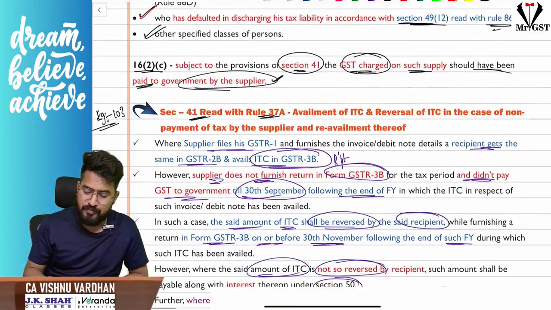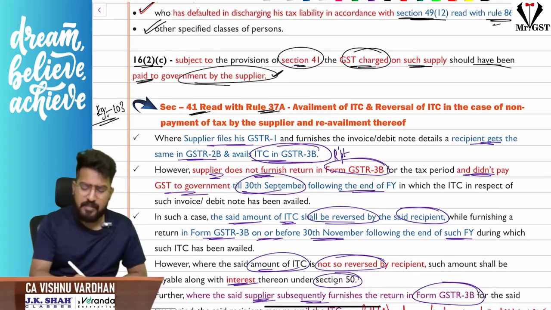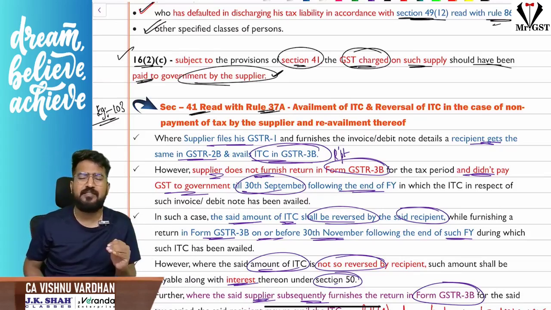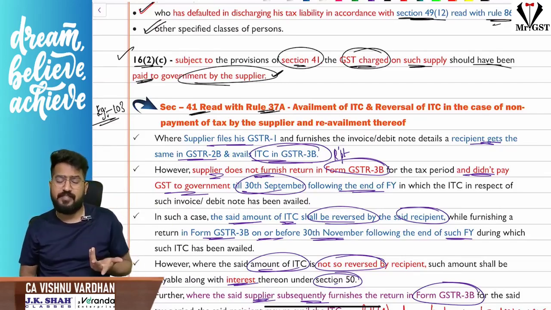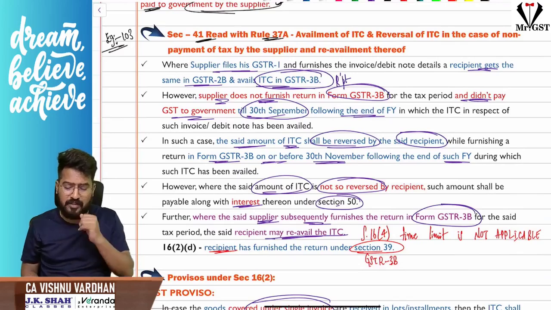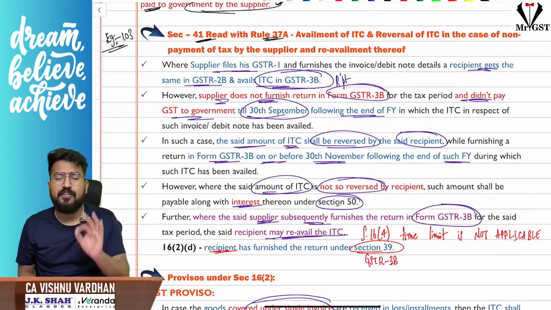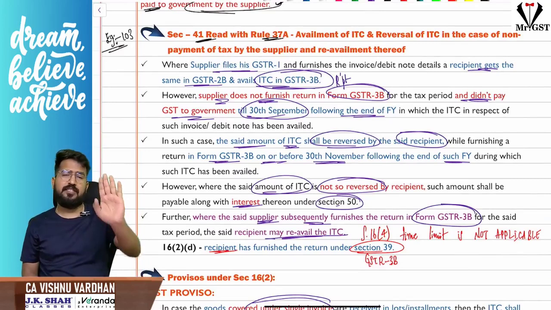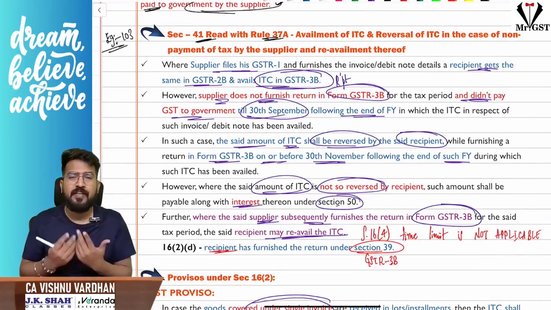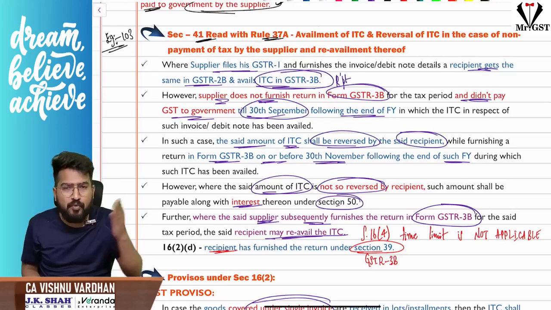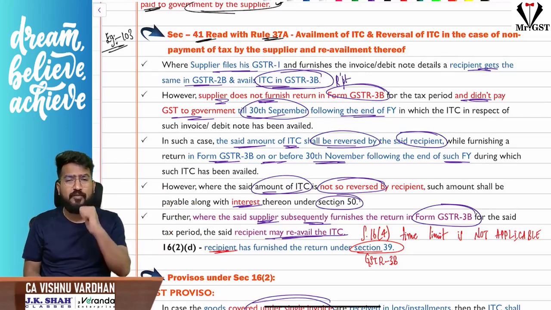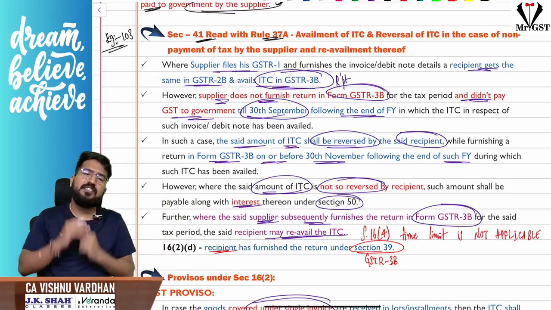Simple. Next, sir, the supplier should have discharged his tax liability. That means the supplier should have paid taxes. Then only the recipient will get ITC. With respect to this, we have section 41 read along with rule 37A. See what the law is saying. The supplier files GSTR1, the recipient will get it in his 2B, and the recipient will take ITC. But who will give money to the government? The supplier should give money to the government. How will he give? By filing GSTR 3B.